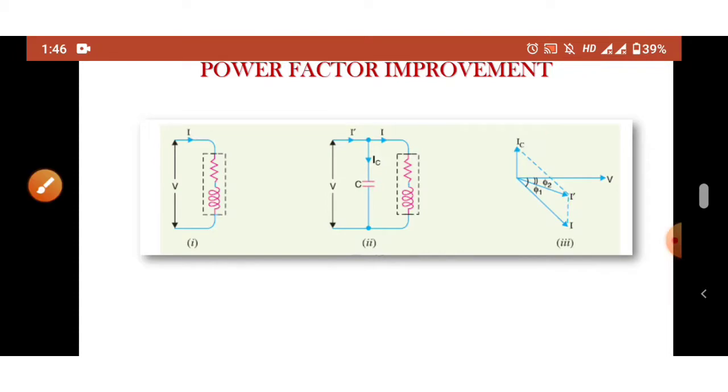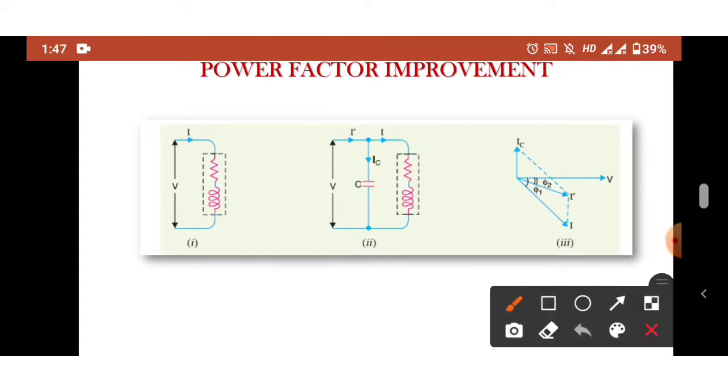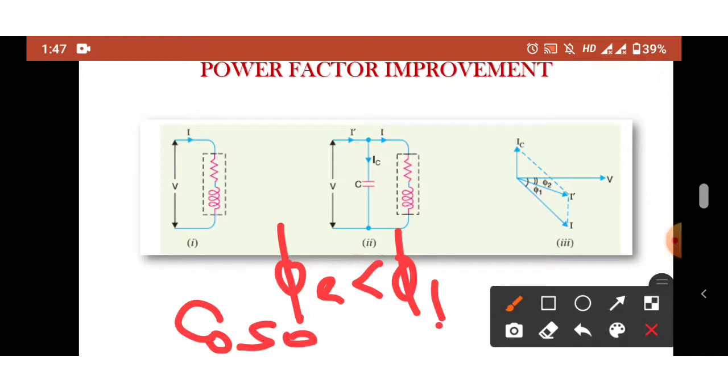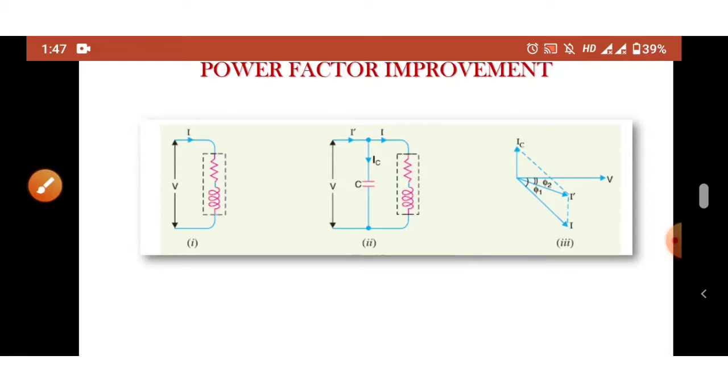From this phasor diagram, it is clear that the initial phi 1 got reduced to phi 2. Thus, power factor is improved. So here, phi 2 is lesser than phi 1. That means cos phi 2 is greater than cos phi 1. Thus, power factor is improved.